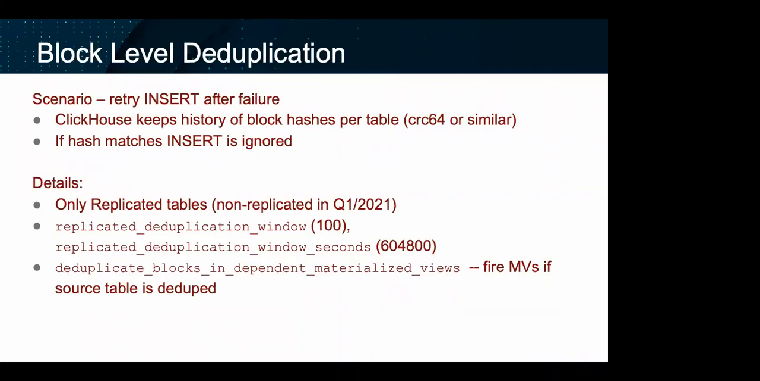But there are some workarounds. First, there is block level deduplication. It is built for the retry scenario. What ClickHouse does is keep a history of block hashes per table. And if an insert has a hash that matches a stored block in the history, then this insert is ignored completely and silently, so no error. So if you make an insert into a replicated table, and then you insert exactly the same data a second time, then the insert is ignored.